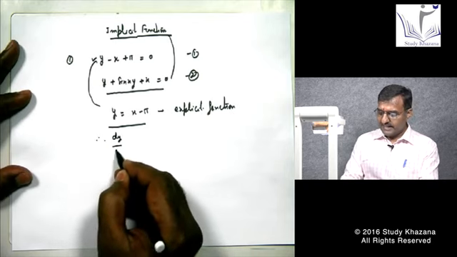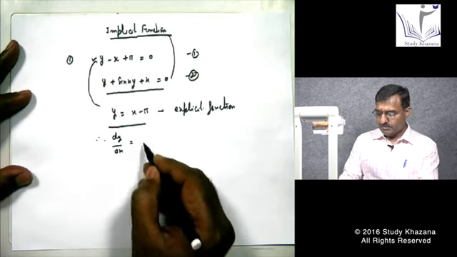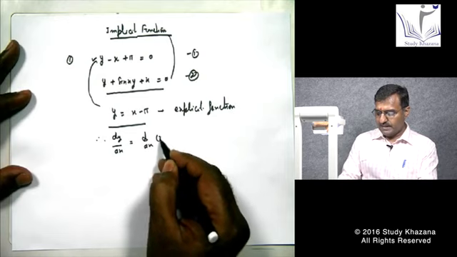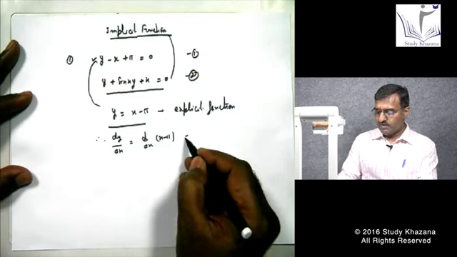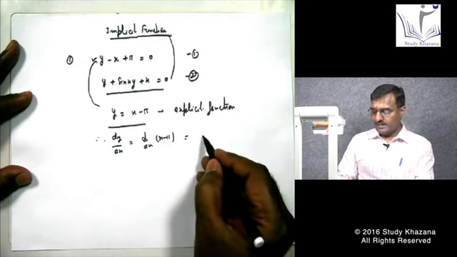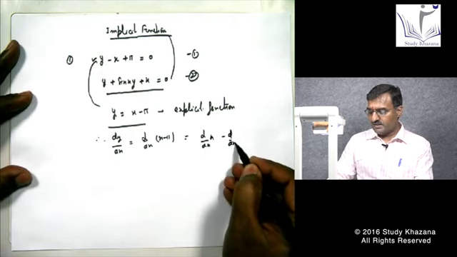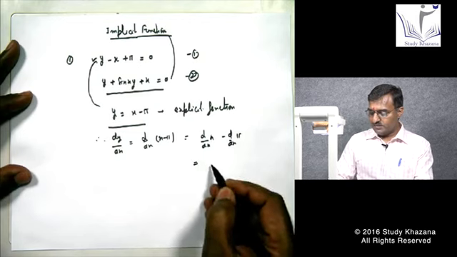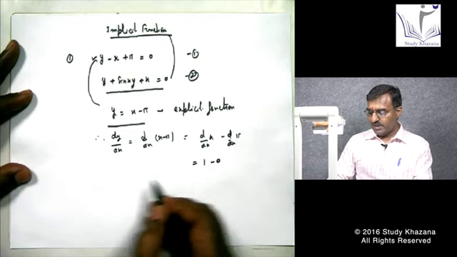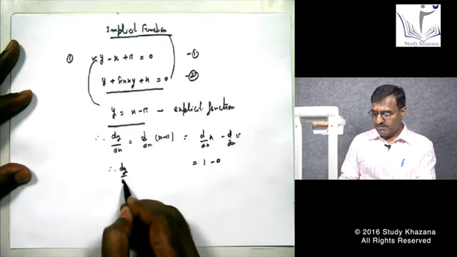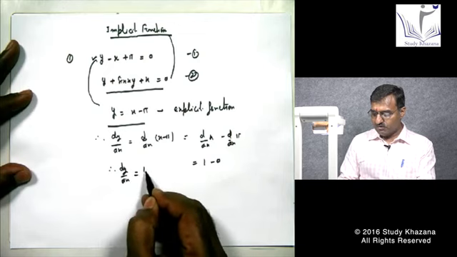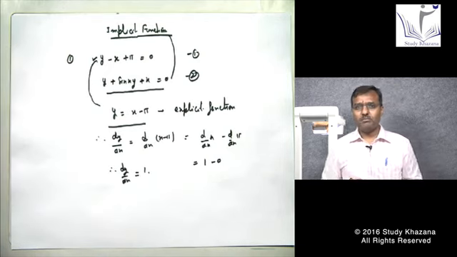How? Here I can write dy by dx equal to d by dx of x minus 5. So what is it? d by dx of x minus d by dx of 5. What is d by dx of x? It is 1, and the other is 0. So dy by dx is equal to 1.